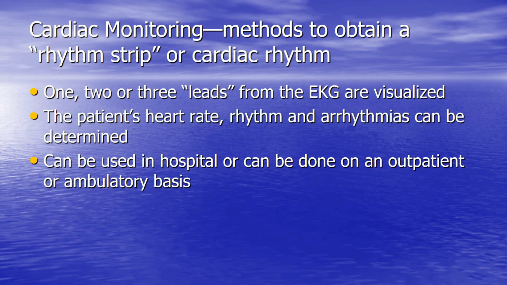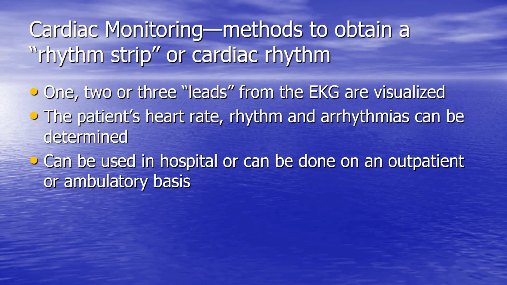Certain drug toxicities also have specific patterns of manifestations on the EKG, and other diseases such as pericarditis, which is an inflammation of the pericardium, have a specific pattern of abnormality that shows up on the EKG.